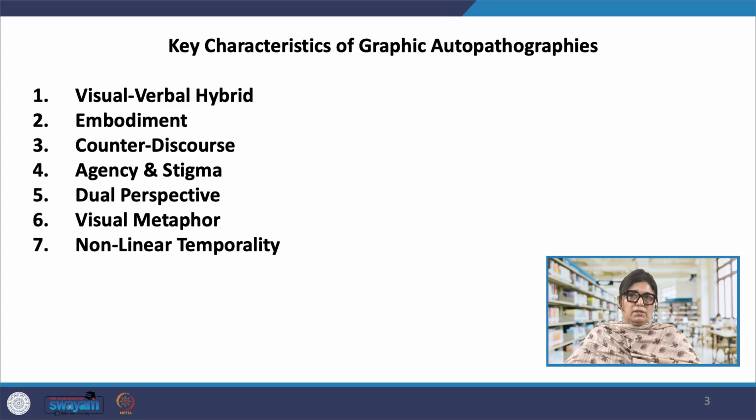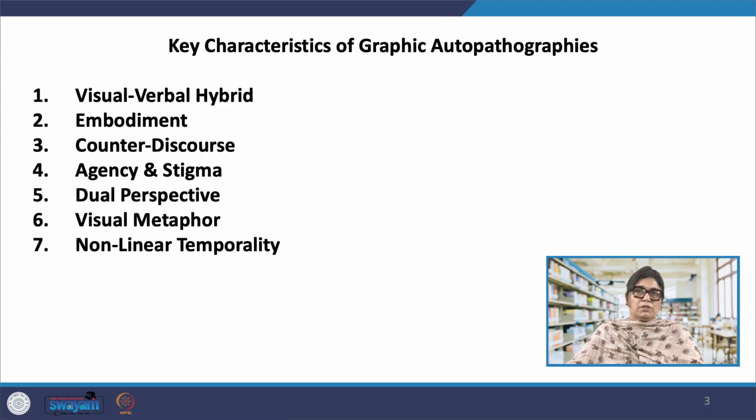Fourth is agency and stigma. Creating these works is seen as a way for authors to reclaim agency and break the social stigma associated with their conditions. By documenting their own suffering, authors reclaim agency in the face of the medical system and work to destigmatize conditions that are often socially misunderstood.